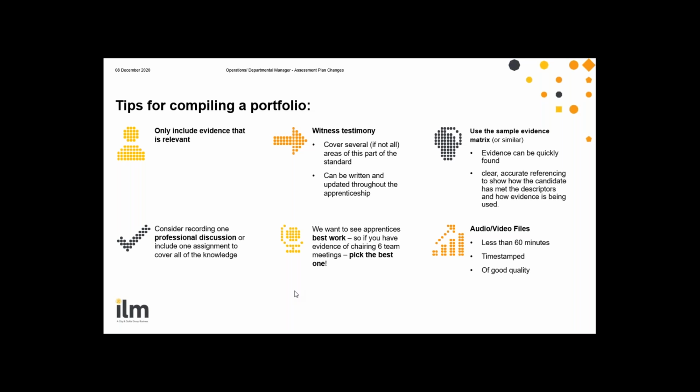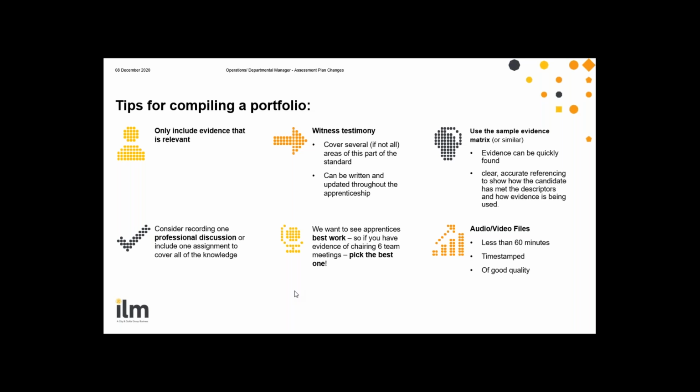So some tips here, a little bit repetitive, but it's worth stressing. Only include evidence that's relevant. A witness testimony can be a great piece of evidence. You can get it to cover several, if not all, of the areas. I was talking to an IEPA about a witness testimony that had been written over time. It was the apprentice's line manager who had written a witness account of how that learner had progressed and what they'd observed. So that's using one witness testimony very wisely.